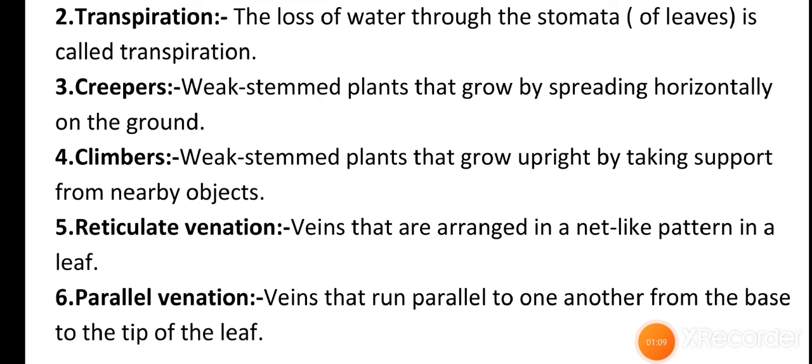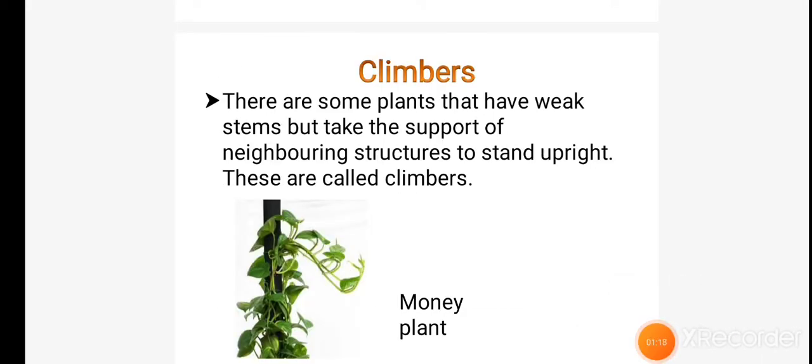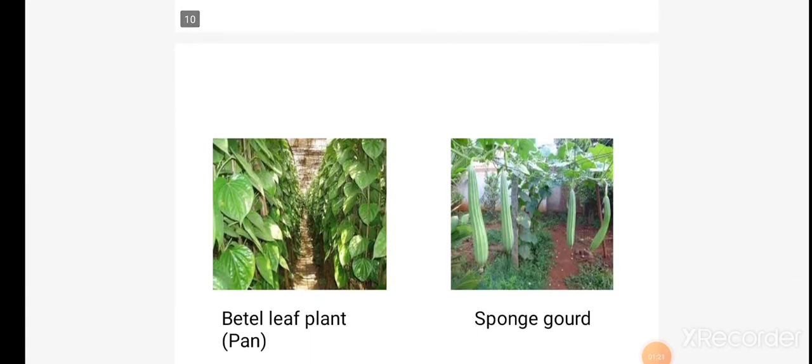Fourth, climbers. Weak stem plants that grow upright by taking support from nearby objects. For example, money plant, betel leaf plant, sponge gourd, etc.